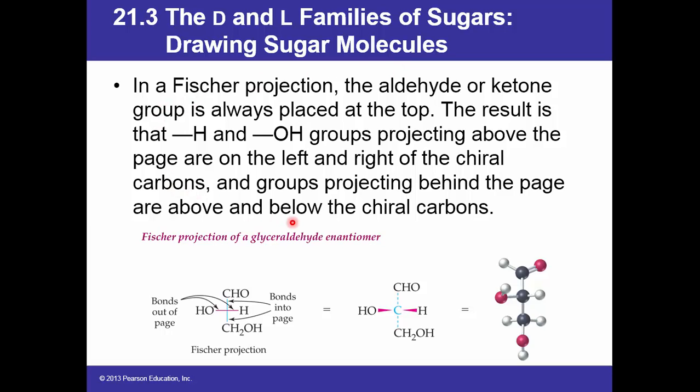Now, in a Fischer projection, as I told you about, this is Fischer. The aldehyde or ketone group is always placed at the top. Then you replace the chiral carbon with the intersection of 2 lines like this, and we have 4 different groups. So this is again chiral, and this is the Fischer projection formula of glyceraldehyde.